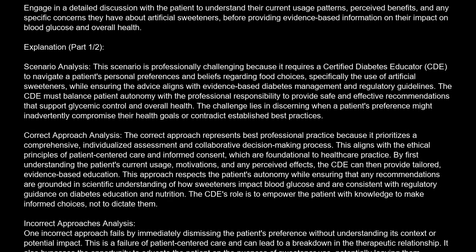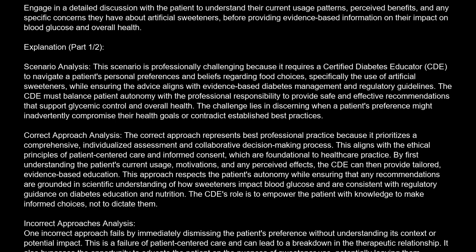Engage in a detailed discussion with the patient to understand their current usage patterns, perceived benefits, and any specific concerns they have about artificial sweeteners, before providing evidence-based information on their impact on blood glucose and overall health.